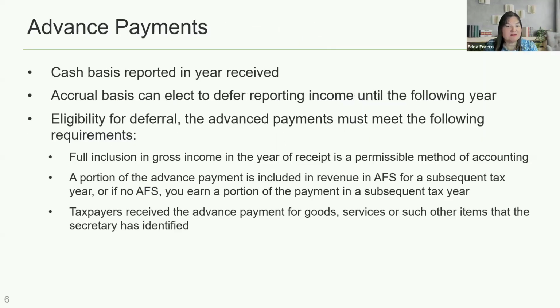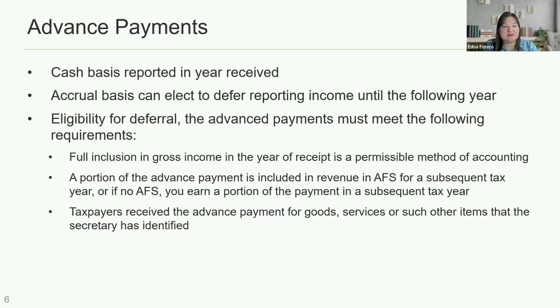Now, one of the other things that we find with our clients is that they might have advanced payments. So in this particular case, we want to look at a couple of different things. Generally, advanced payments are for goods or services, like, for example, a farmer who may buy their seed in advance for the next crop year, or they're for other items that are reported perhaps as income in the year that they're received. Now, accrual-based taxpayers can elect to defer reporting the income until the following year, but not more than that. Again, remember, we talked about the 12-month rule in some cases.